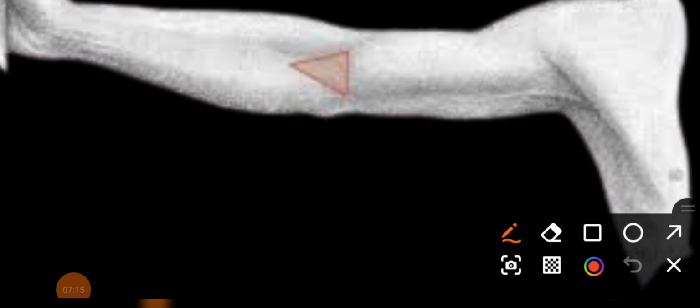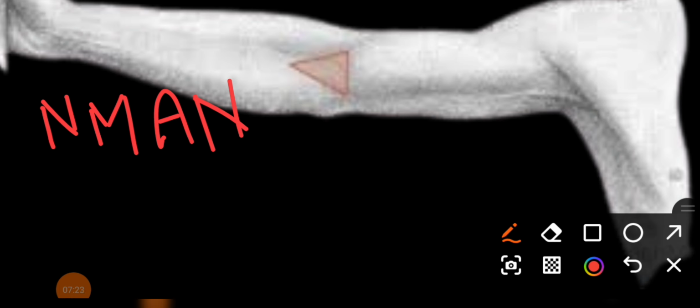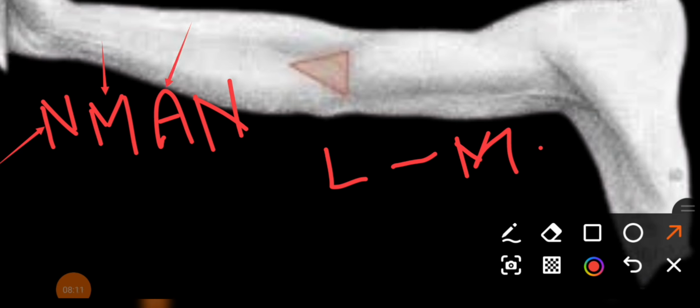Now there is another mnemonic, which is NAMN. It will help to memorize the contents from lateral to medial. So the N will help to memorize the radial nerve. N means nerve. So the first content in the cubital fossa is the radial nerve. The second is the M, which is the muscle. So it is the biceps muscle tendon just medial to the radial nerve. The A is the artery, which is the brachial artery. The last N means the nerve, which is the median nerve, which is present just medial to the brachial artery.